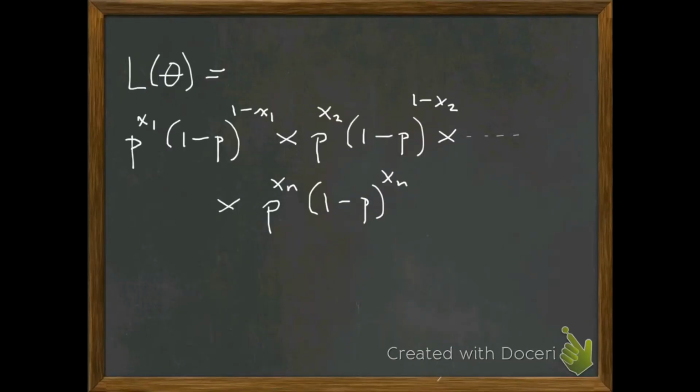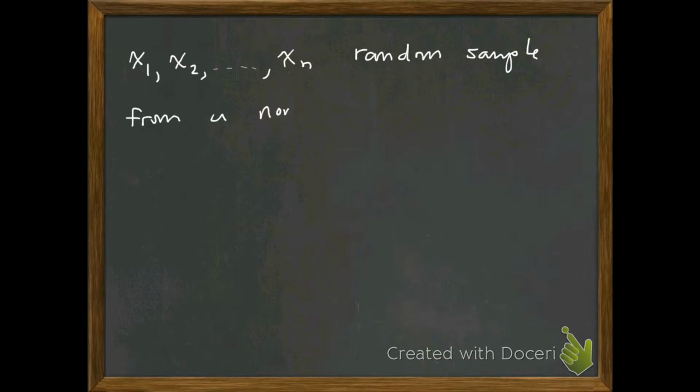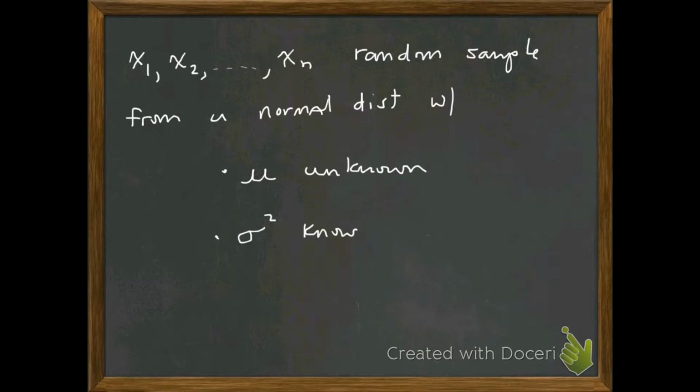All right, guys, let's move this on a little bit. Let's get into a situation where we have a couple of parameters. I think the last problem we did with the normal distribution, we said that we had a random sample from a normal distribution with mu unknown and variance known.